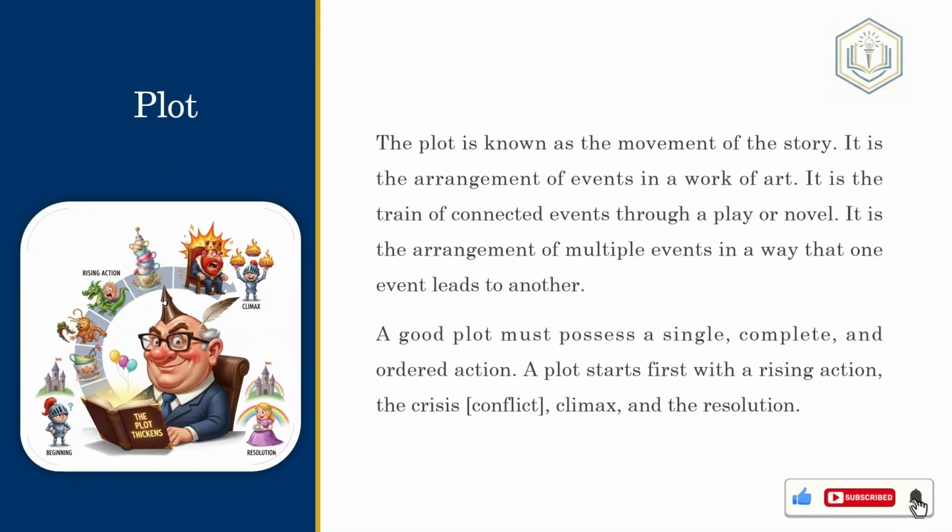Let's move on to the next thing. Plot. Now, plot is known as the movement of the story. Like I said before, it is the arrangement of events in a work of art. It is the train of connected events through a play or a novel. It is an arrangement of multiple events in a way that one event leads to another. A good plot must possess a single, complete, and ordered action. So a plot starts first with a rising action, crisis, otherwise known as conflict, climax, and then resolution.